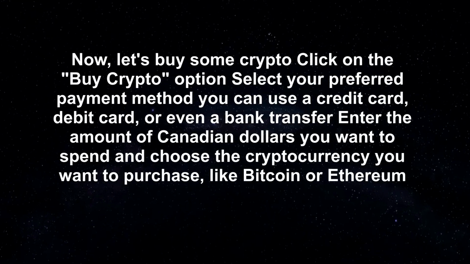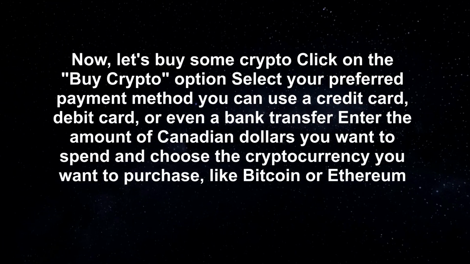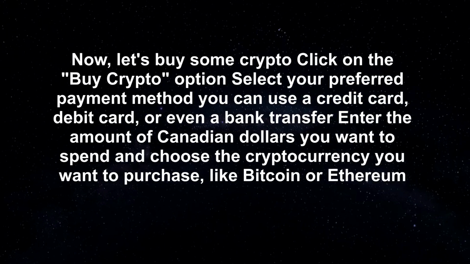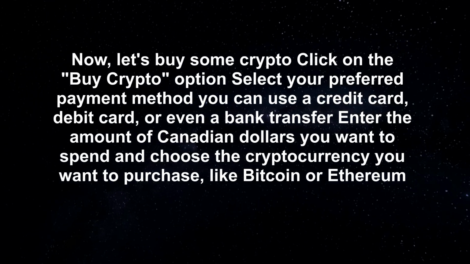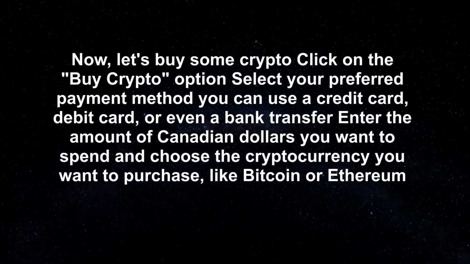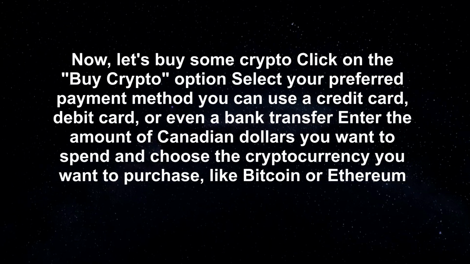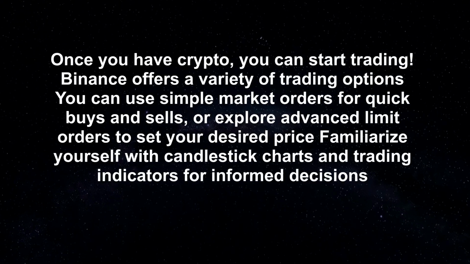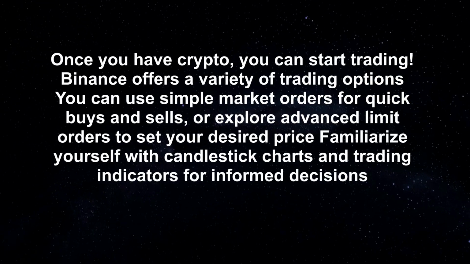Now, let's buy some crypto. Click on the Buy Crypto option. Select your preferred payment method. You can use a credit card, debit card, or even a bank transfer. Enter the amount of Canadian dollars you want to spend and choose the cryptocurrency you want to purchase, like Bitcoin or Ethereum.